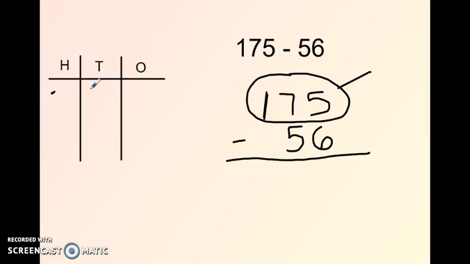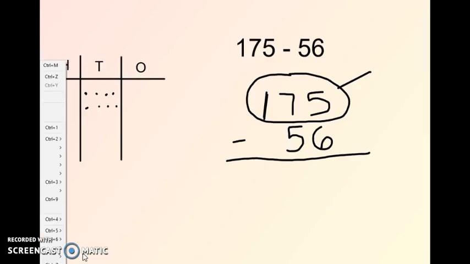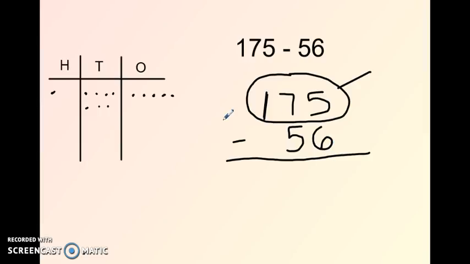It has 100, 7 tens, 1, 2, 3, 4, 5, 6, 7, and 5 ones, 2, 3, 4, 5. We start with our ones column, 5 minus 6. Well, I cannot take 6 away from 5.